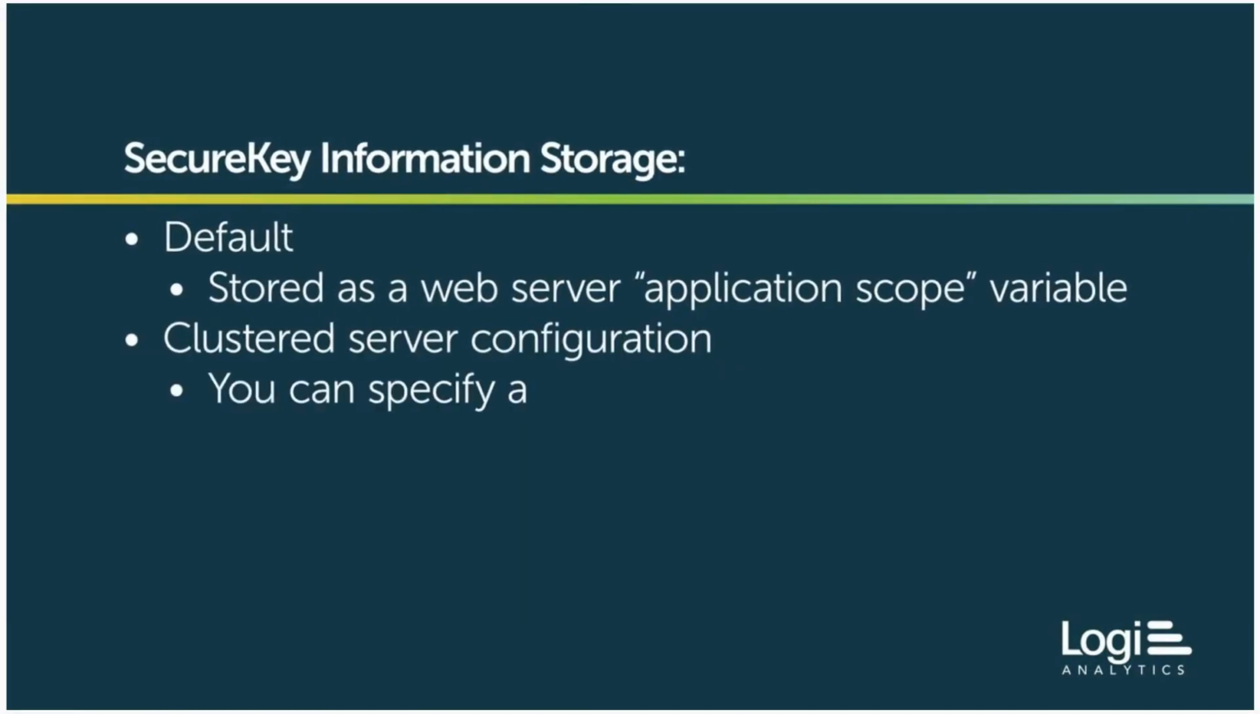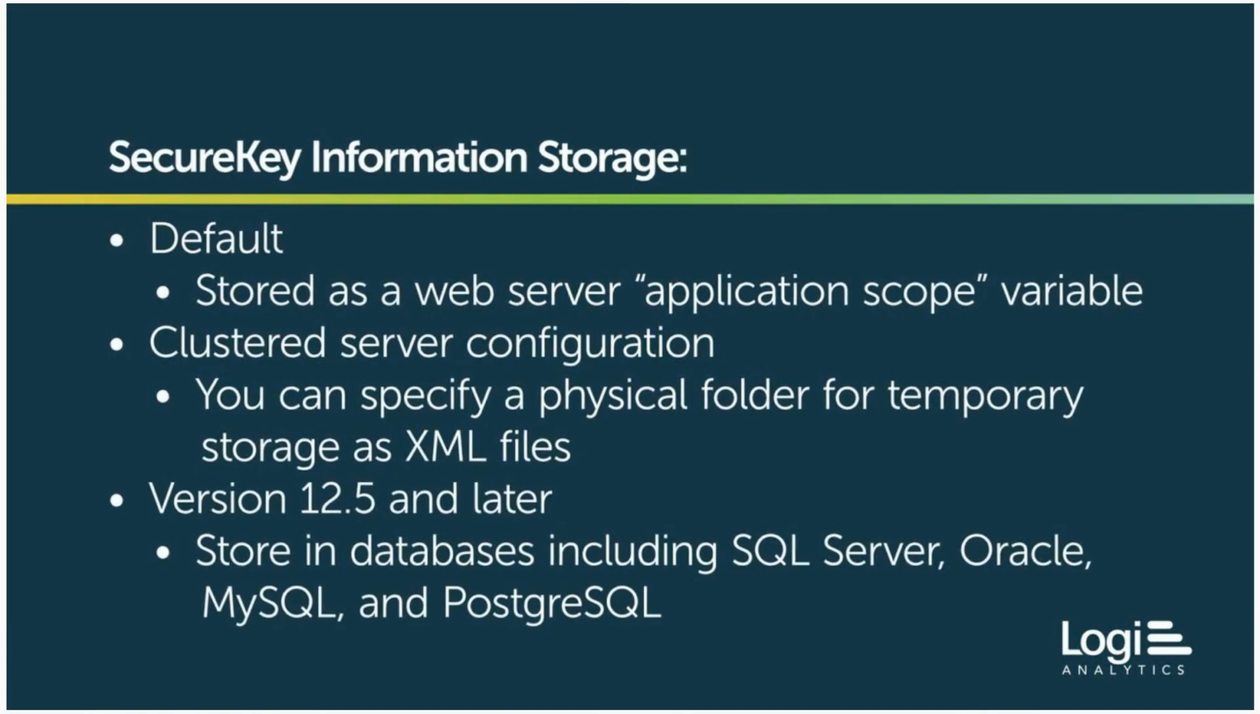Normally, the information associated with the SecureKey token, including username, roles, rights, browser IP address, etc., is stored as a web server application scope variable. However, if you're using a clustered server configuration, you can specify a physical folder for temporary storage of SecureKey information as XML files. Using a shared network folder for this purpose allows common access to the SecureKey information by clustered servers. This shared folder is specified in the SecureKey shared folder attribute of the security element, in the Logi application setting definition. The SecureKey files created by this option are deleted whenever the automatic temporary cache file cleanup occurs.